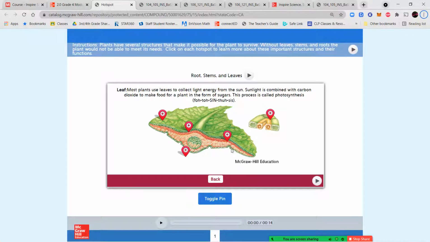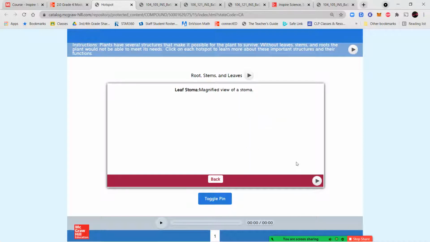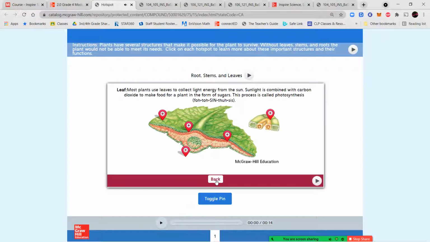Here we're talking about these tiny little openings along the bottom of the leaf that allow moisture and oxygen to exit the leaf. And that process, again, is called transpiration. Leaf, stoma. Magnified view of a stoma. All right, here you can see what they look like. So you can see these tiny little openings.